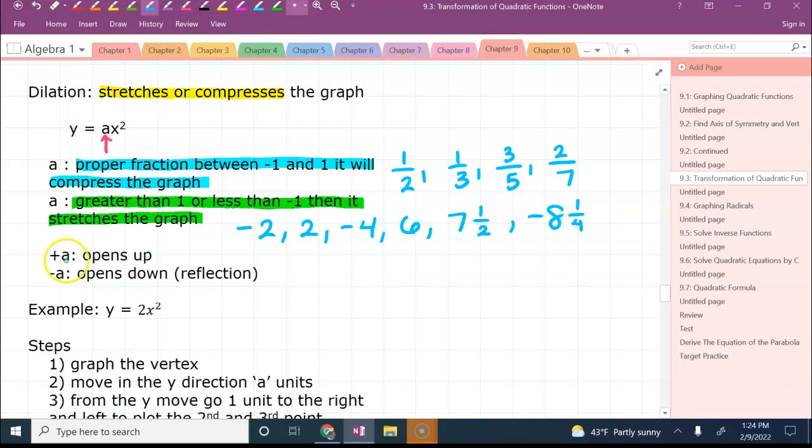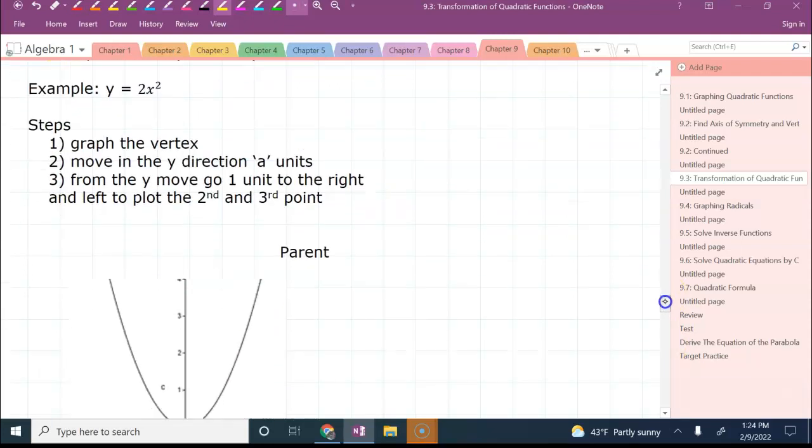Now, if A is positive, it's going to open up. If A is negative, it's going to open down. It's going to flip that graph upside down and create a reflection. So I want to show you an example here. We've got y equals 2x squared.